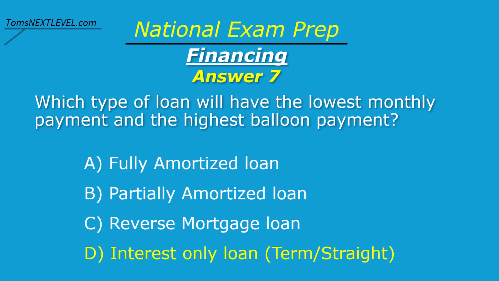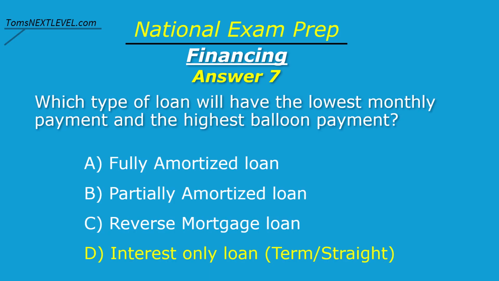Number 7, letter D, an interest-only loan is one that has the lowest monthly payment because it's interest only, and the highest balloon because no principal has been paid. This is how this question will show up on the exam. They'll ask you about the relationship between the size of the monthly payment and the size of the balloon at the other end. In contrast, the opposite is a fully amortized loan. A fully amortized loan would have the largest monthly payment, but no balloon at the end because it's fully amortized. At the end, all of the principal has been paid off.